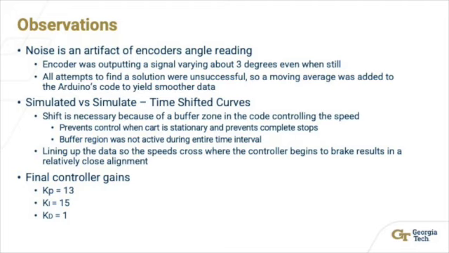The shift is necessary because of the buffer zone in the code controlling the speed. This prevents control when the cart is stationary, and it prevents complete stops from happening. The buffer region was not active during the entire time interval. Lining up the data so that the speeds cross where the controller begins to brake results in a relatively close alignment. Finally, the final controller gains were a KP of 13, a KI of 15, and a KD of 1.